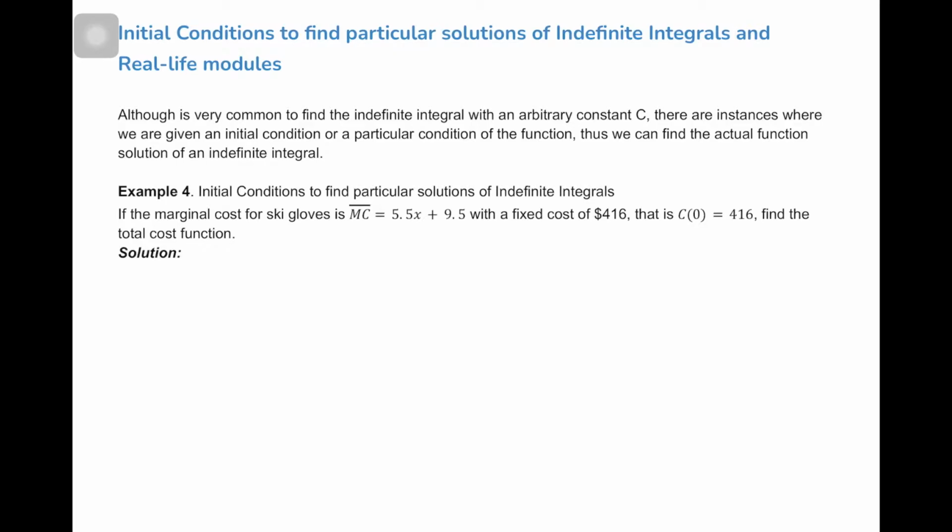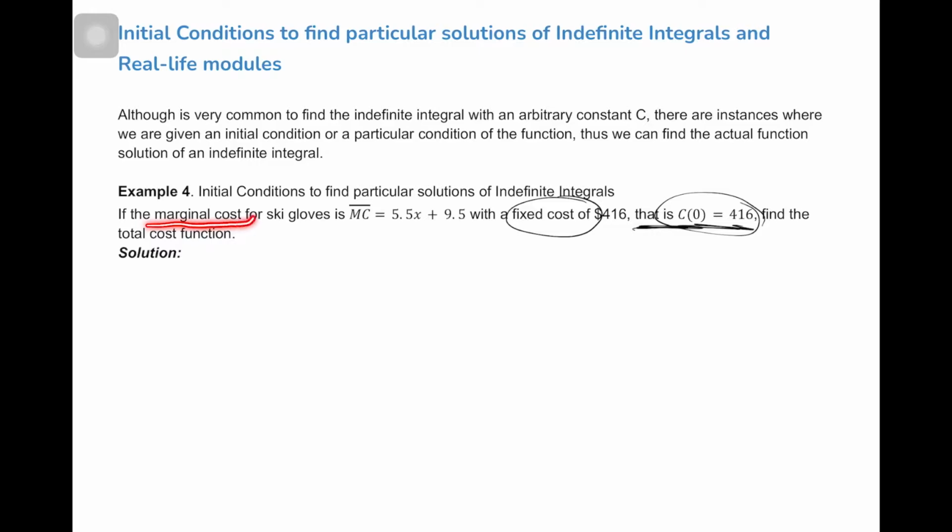So example 4 is the perfect model where we can do that. Let's say the marginal cost for ski gloves, MC bar, equals 5.5x plus 9.5 with a fixed cost of $416. That is, C of 0 is equal to 416. Find the total cost function. We'll talk about what fixed cost means and how we translate that to this in a second.